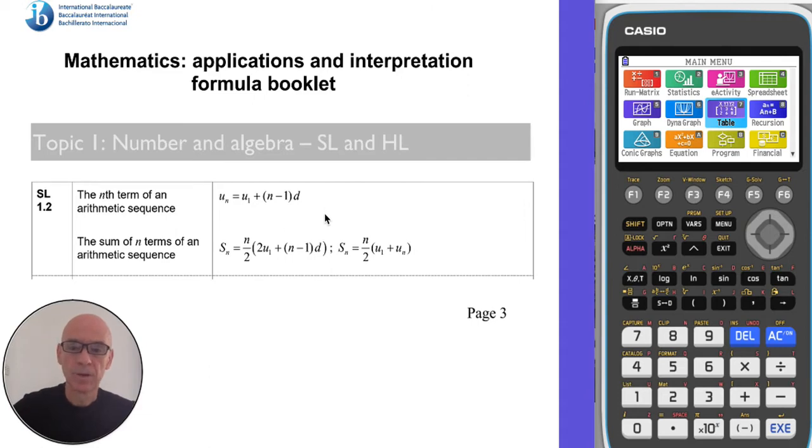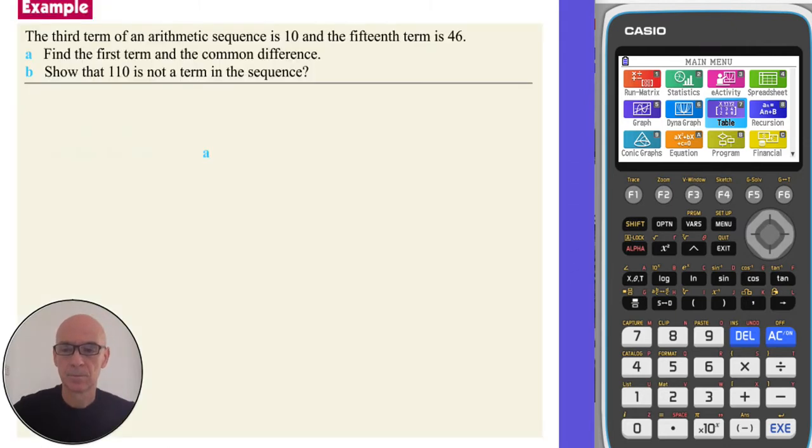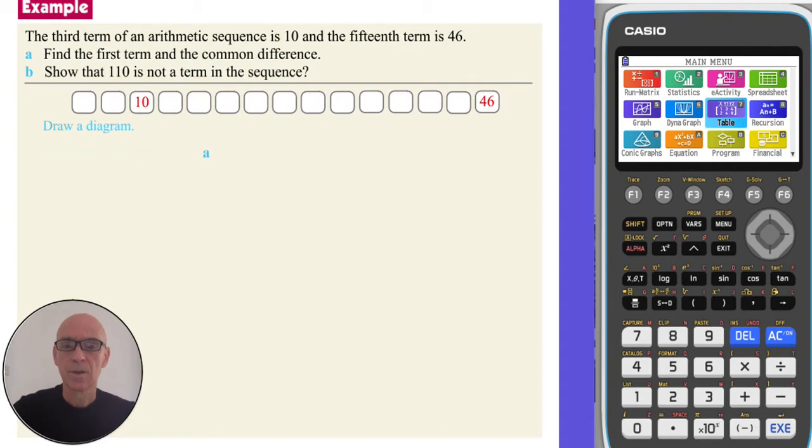The formula for the nth term of an arithmetic sequence is shown in page 3 of your formula booklet. In this question, we have to first find the first term and the common difference. One approach is to draw a diagram showing the third term and the 15th term and spaces for the terms in between.